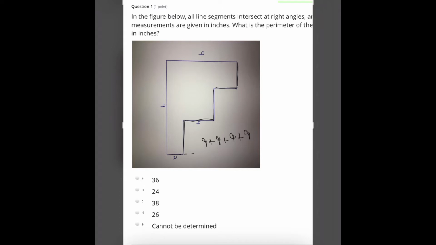Just think of it like this. It's a 9 by 9 square is what it is. So we add 9 plus 9 plus 9 plus 9, or 9 times 4, we get 36. Okay.